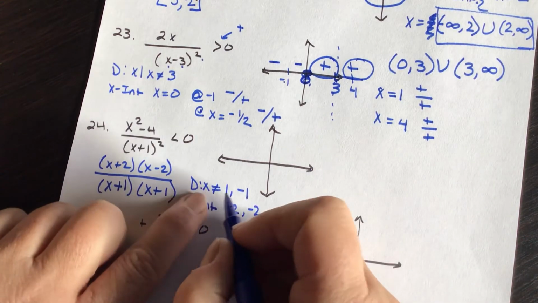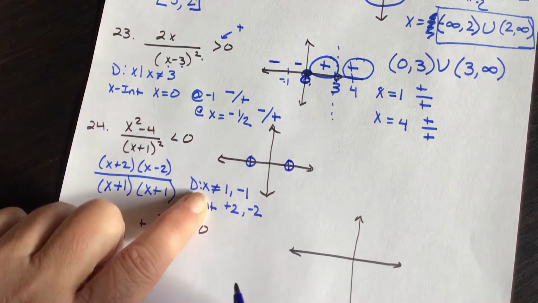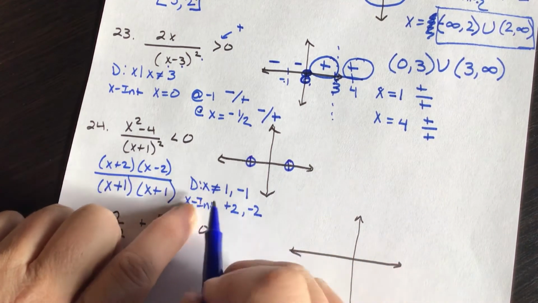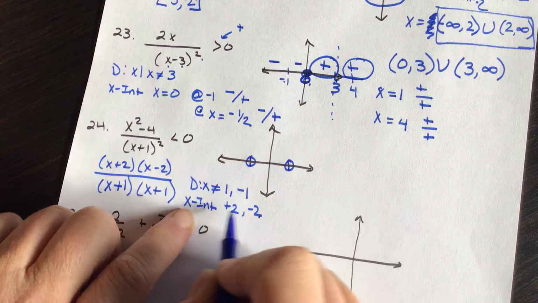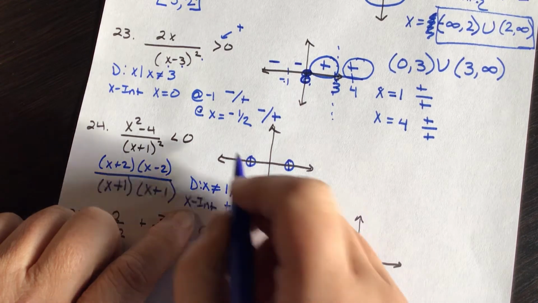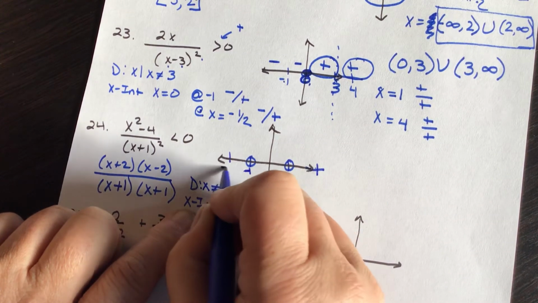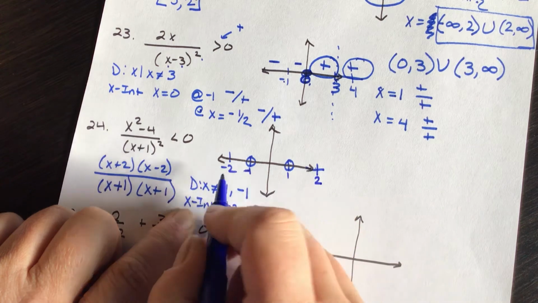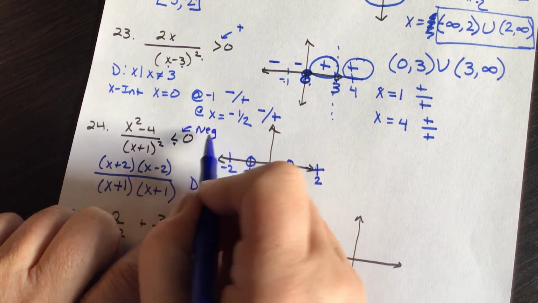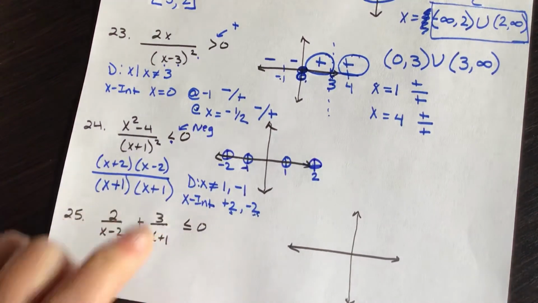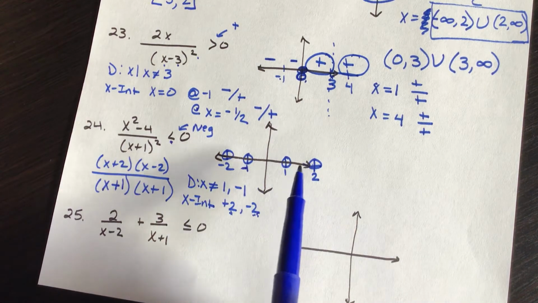So x cannot equal 1 or negative 1. Okay, so I'm going to leave open circles here because they cannot equal. And x can equal 2 or negative 2. Those are my x-intercepts. And because I'm looking for just negative values, I'm going to have open circles on these as well because I'm not going to include my zeros. So I have lots of sections to check here.